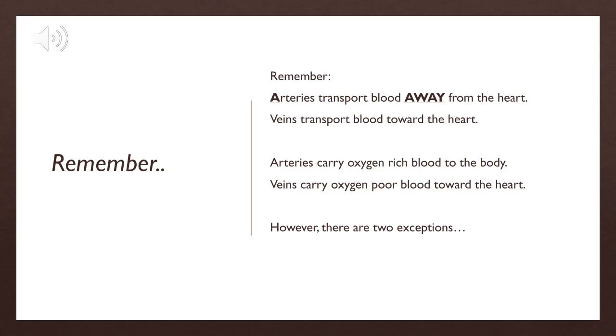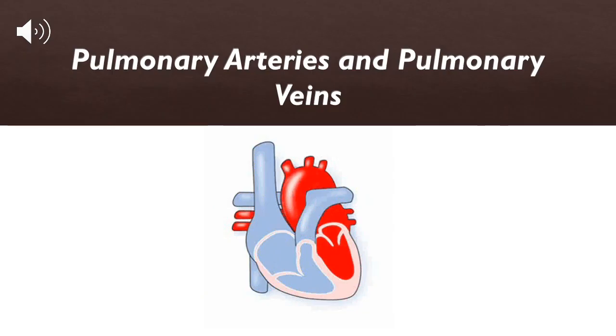So, a few things to remember. Arteries transport blood away from the heart. Veins transport blood toward the heart. Arteries carry oxygenated or oxygen-rich blood towards the body, and veins carry oxygen-poor or deoxygenated blood toward the heart. However, there are 2 exceptions.